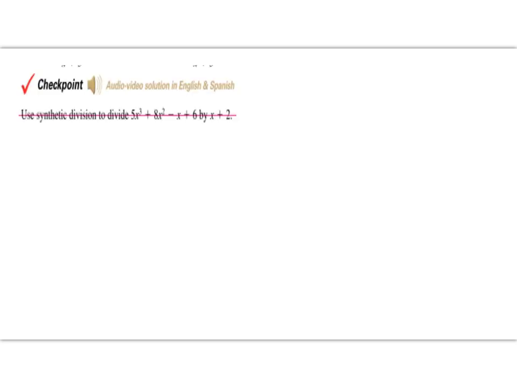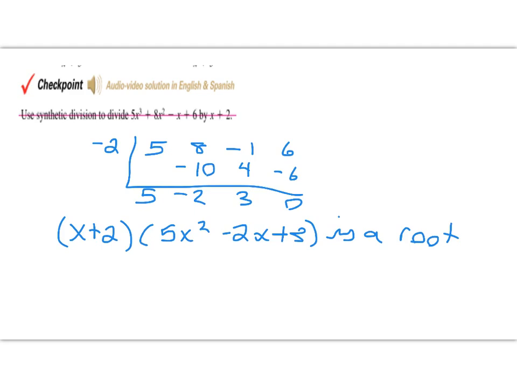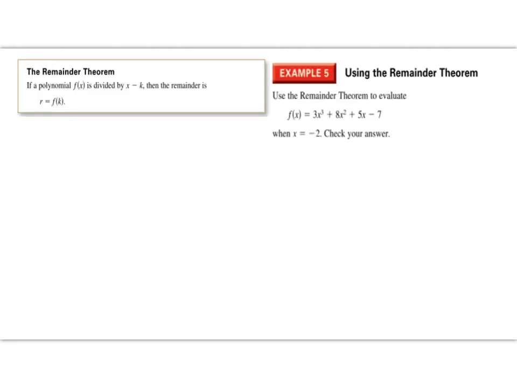All right, go ahead and give it a go. Pop on when you're ready. And here's the answer. Since you got a remainder of 0, that means x plus 2 is a factor. Okay, so now we're going to use the remainder theorem.